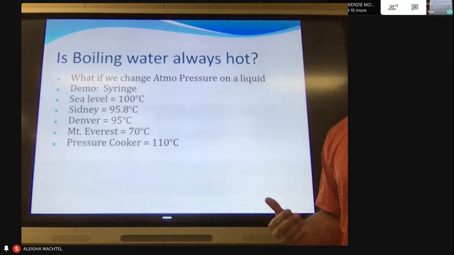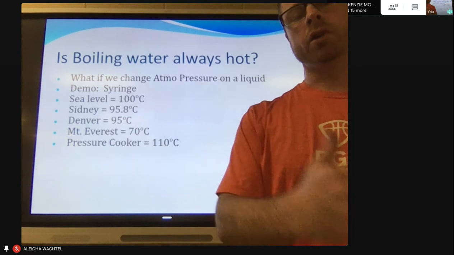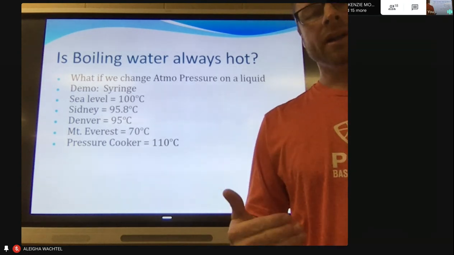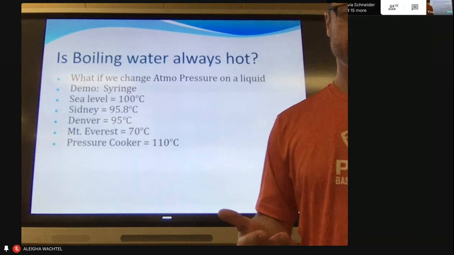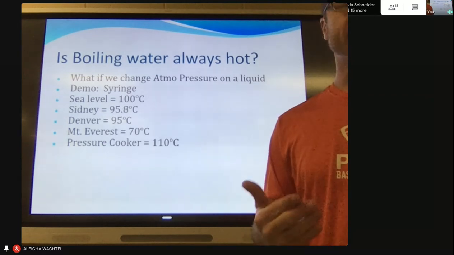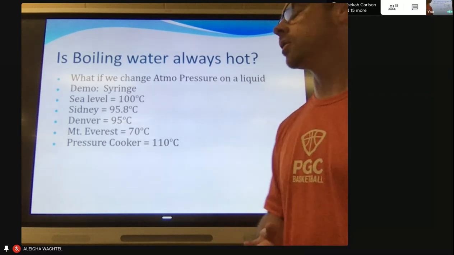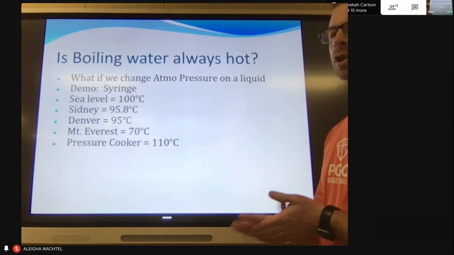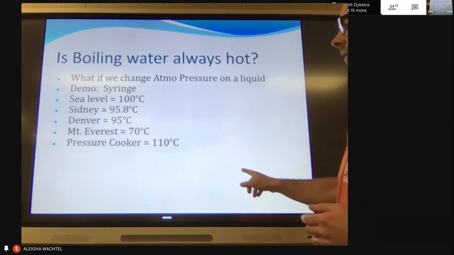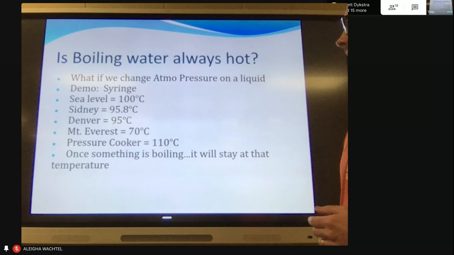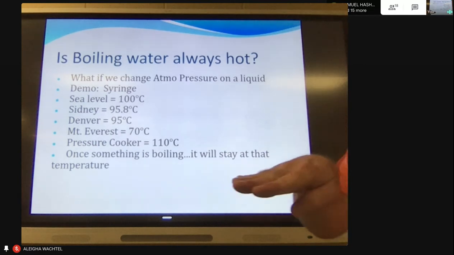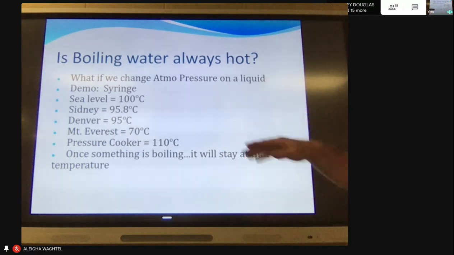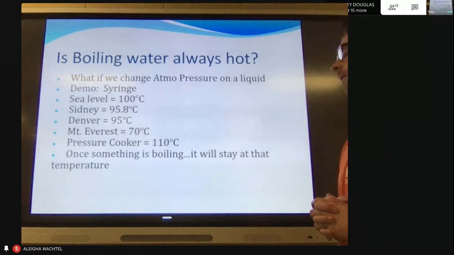And here's the idea. In order to cook your noodles, you want the temperature to be higher. So it would take you forever to cook your noodles in that gross syringe there, because we're cooking at 65 degrees Celsius. The thing about boiling temperatures also is that once it starts boiling, it stabilizes. It stays at that temperature. That's something we'll look at down the road.